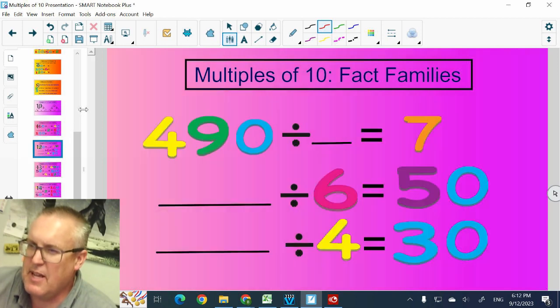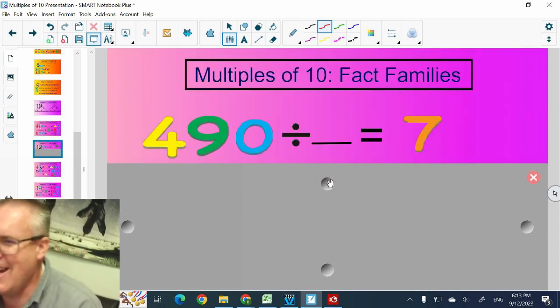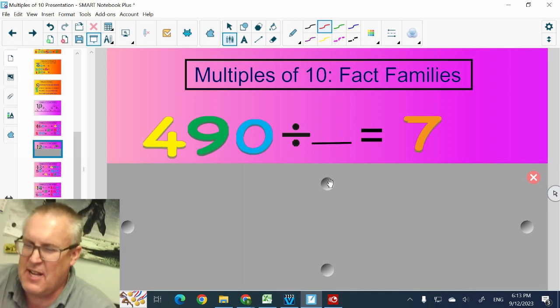Alright, let's go to the next page. Same thing. Get your whiteboards out. 490 divided by 7. Don't be a slacker. Let's move it. Let's do it right. Okay, go ahead and pause it.